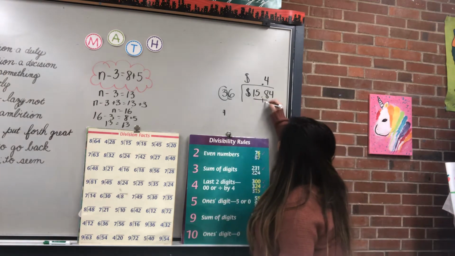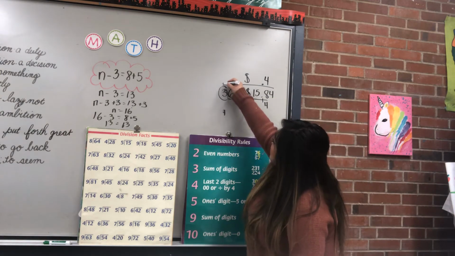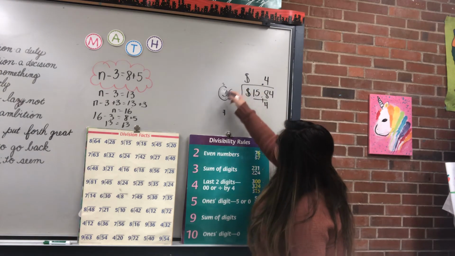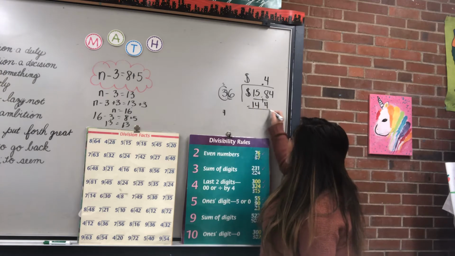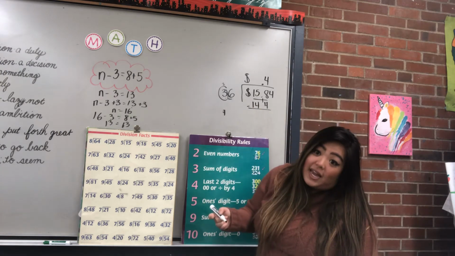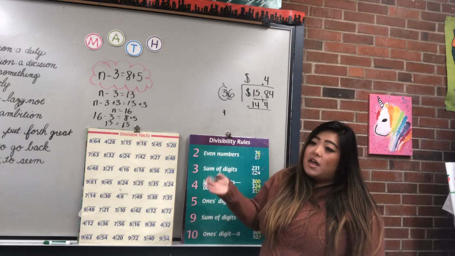6 times 4 is 24, carry the 2. 3 times 4 is 12, plus 2 is 14. And yes, that was good. If you would have done 3 and you would have had a remainder bigger, that's fine.